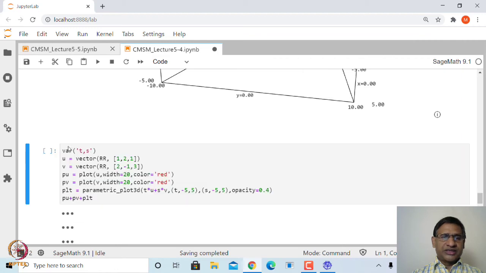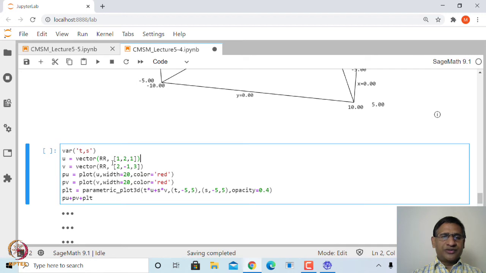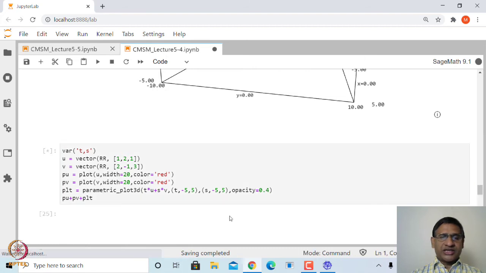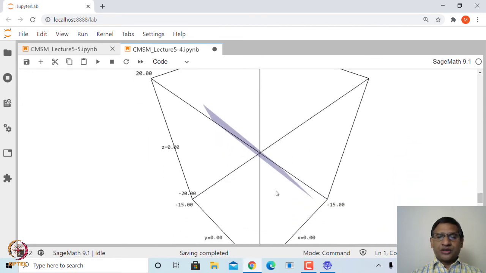Similarly, if you have two vectors, let us say U which is 1, 2, 1, and V which is 2, minus 1, 3, and you plot these two vectors and then plot the set of all linear combinations of U and V, that is T times U plus S times V, where T can take all real numbers and S can also take all real numbers, but when it comes to plotting we have to restrict T and S to some finite domain. If I plot all these, you will see that it is actually a plane passing through U and V. Let me rotate this.